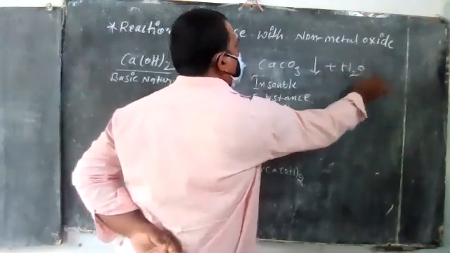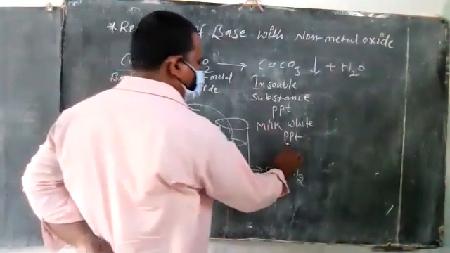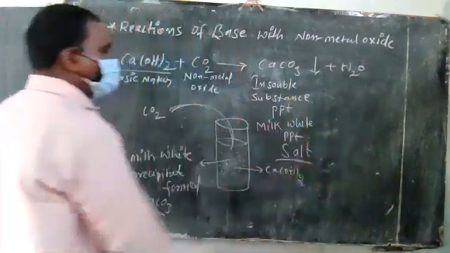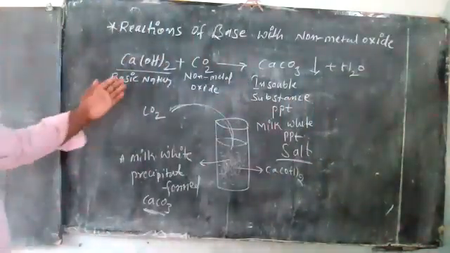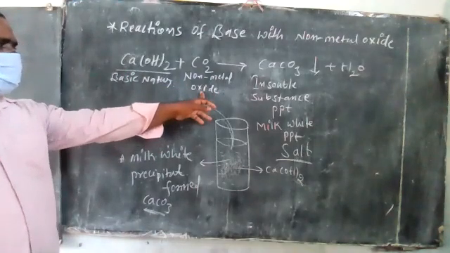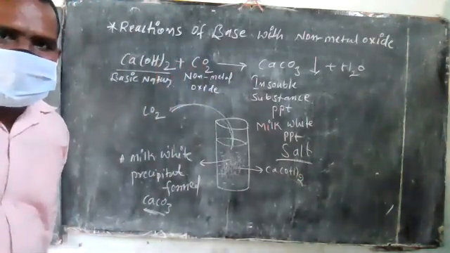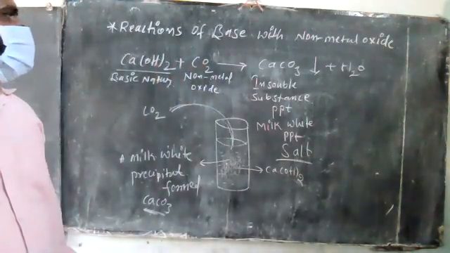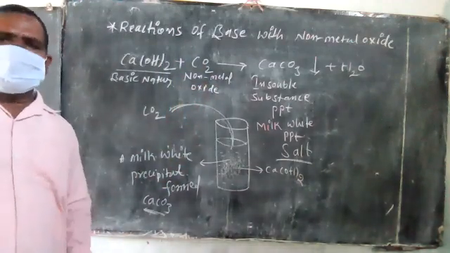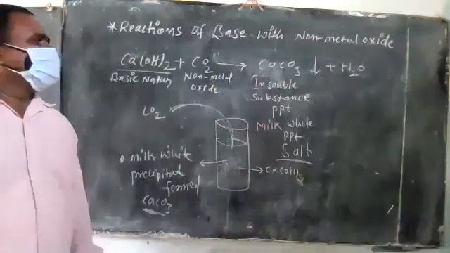This insoluble milky white precipitate is one type of salt. So how are the salt and water forming? A base reacts with an acid. In the acid place, you take a non-metal oxide. So the non-metal oxide acts as acidic in nature.